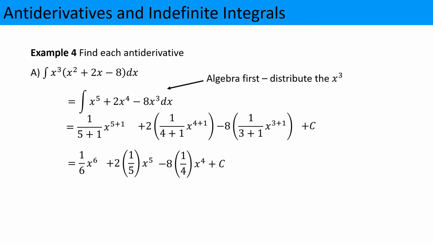Then one more round of simplifying, which will finally give us the integral of 1/6 x to the sixth plus 2/5 x to the fifth minus 2 times x to the 4 plus c.